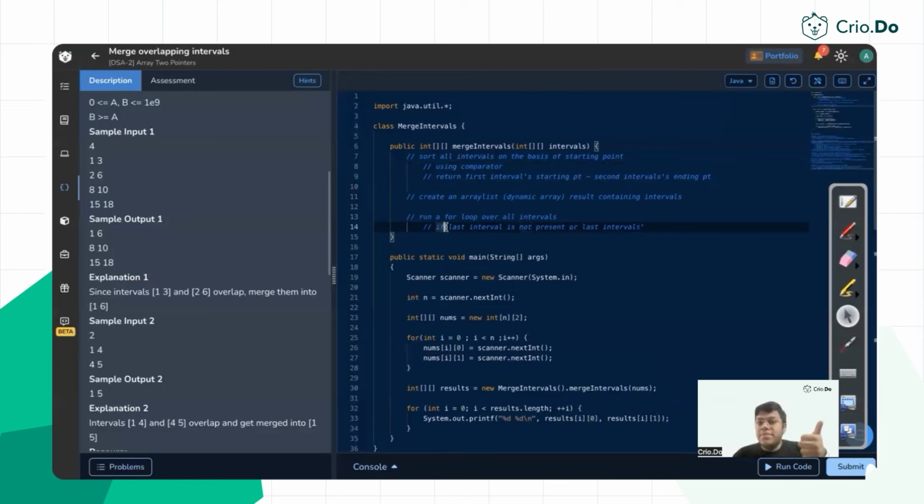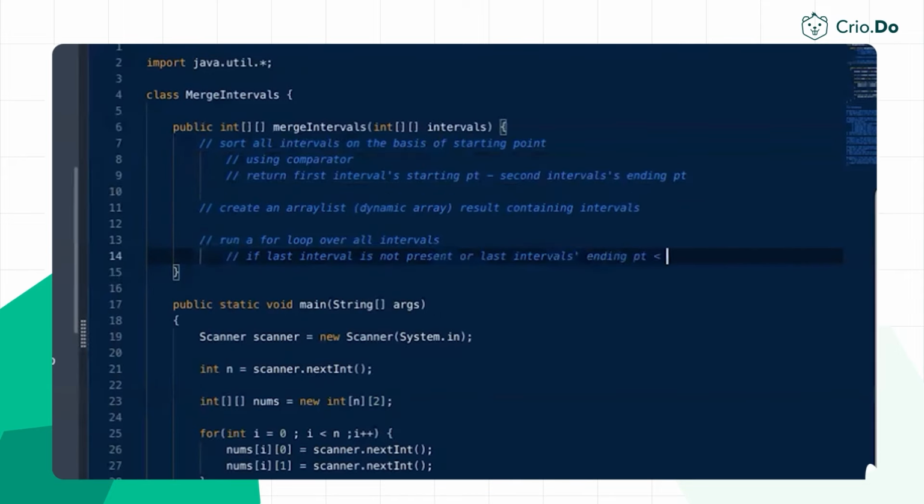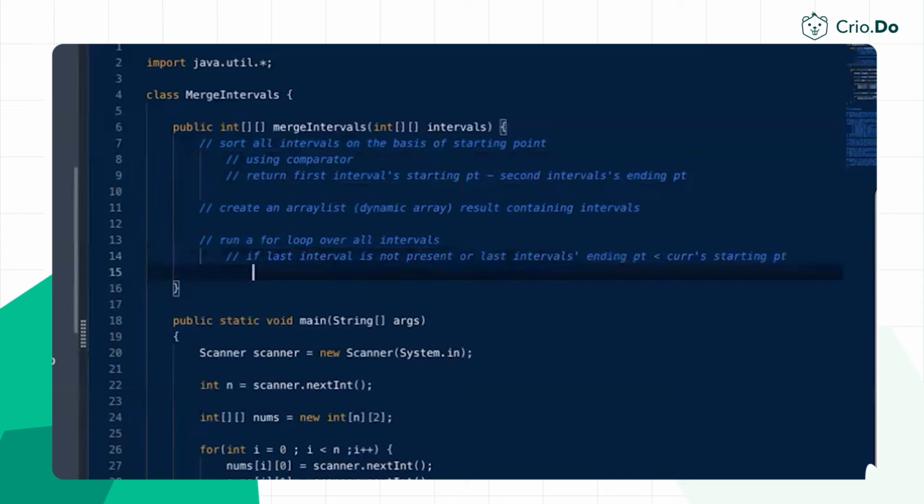We have to not merge when the last interval is not present at all, then we can't merge, or when the current interval's starting point is more than the last interval's ending point, or you can say the last interval's ending point is lesser than the current interval's starting point. If that is the case, we do not have to merge. In this case, we have to add the current interval in the output, because we are not merging it.